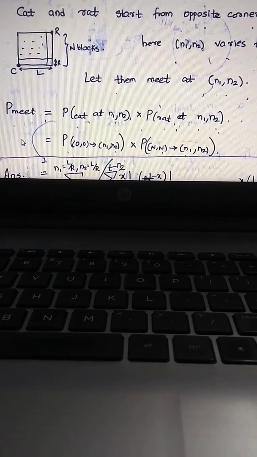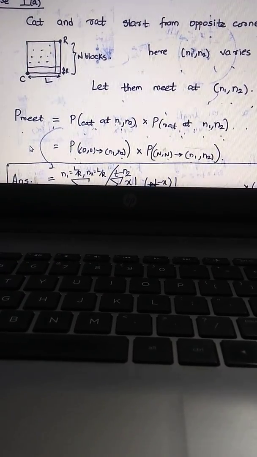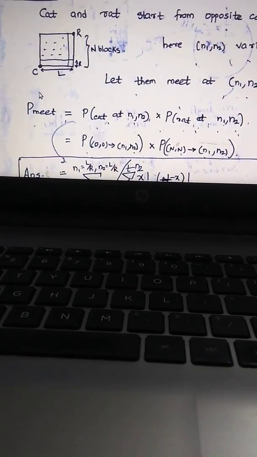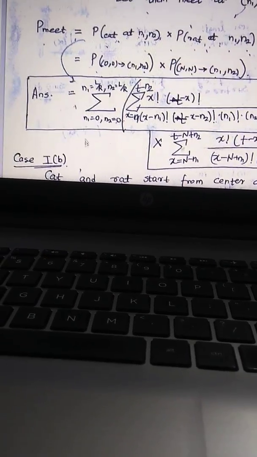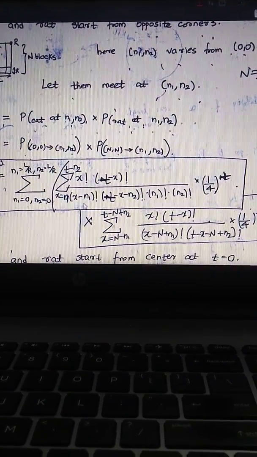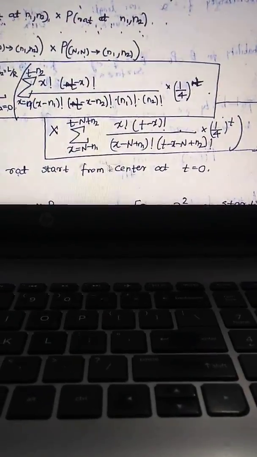Basically, the cat starts from (0,0) to (n1, n2), and the rat starts from (N, N) to (n1, n2). We just input the values and we have the final expression like this. We need to keep in mind that this part of the expression is the probability of the cat reaching (n1, n2), and this part is the probability of the rat reaching (n1, n2).